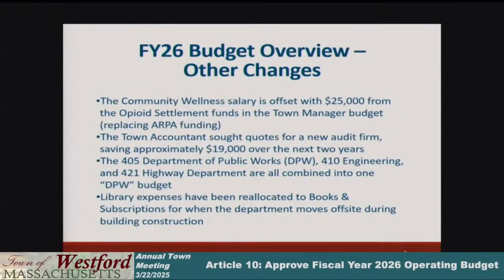We also see several other changes in the budget, such as the community wellness salary being offset with opioid settlement funds, the town accountant going out to bid to authorize a different audit firm to prepare our required annual audit, the consolidation of the DPW engineering and highway department budgets into one for efficiency, and our library expenses being reallocated due to the move off-site.